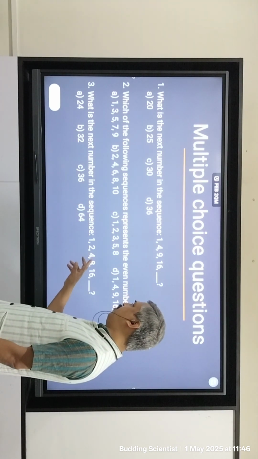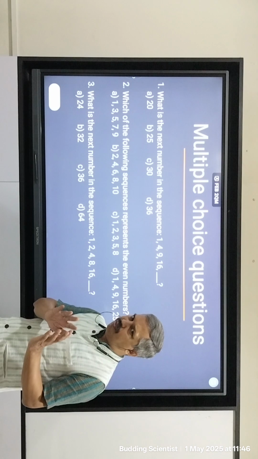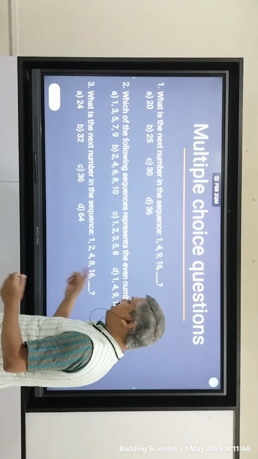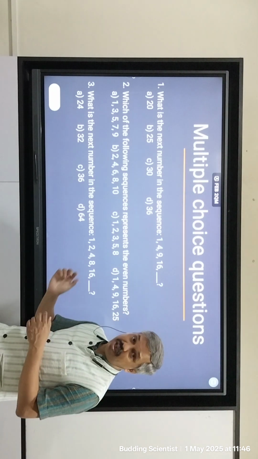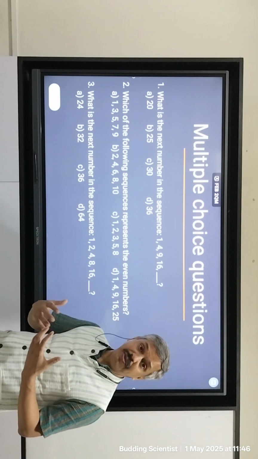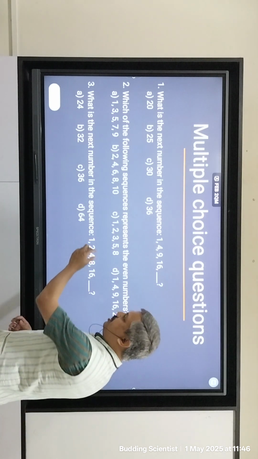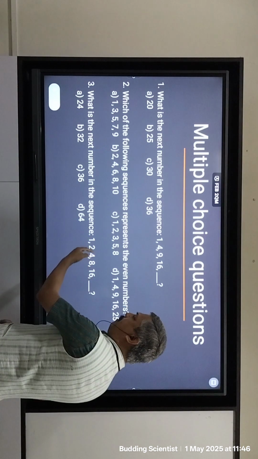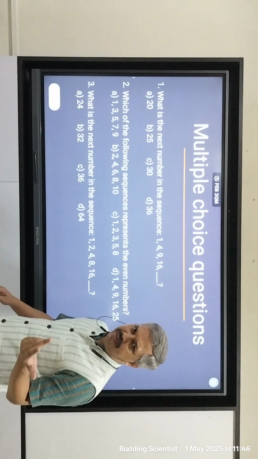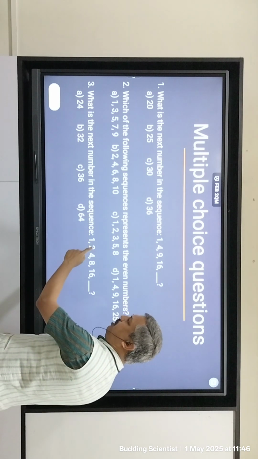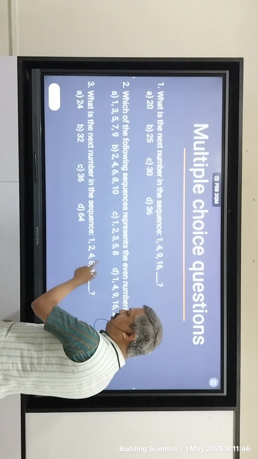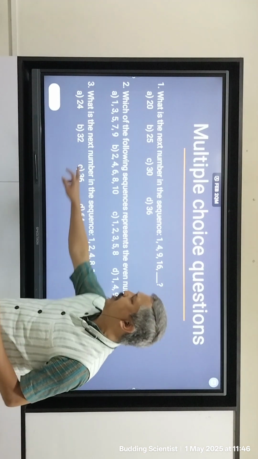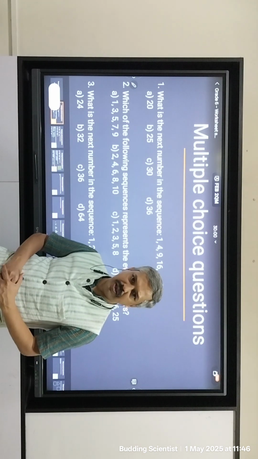What is the next number in the sequence? 1, 2, 4, 8, 16. If you observe carefully, every next number is double of the previous number. This sequence is a power of 2. This sequence can be called a sequence of powers of 2. So this is 2 raised to 0, 2 raised to 1, 2 raised to 2, 2 raised to 3, 2 raised to 4 and so on. But the next number is equal to double of the previous number. So 1's double is 2, 2's double is 4, 4's double is 8, 8's double is 16, 16's double is 32. That will be the answer, 32.